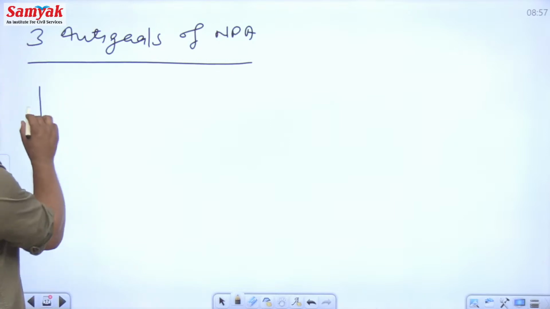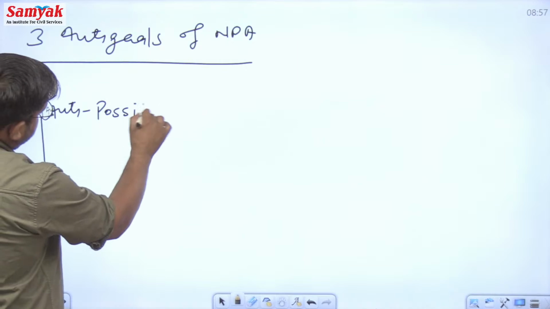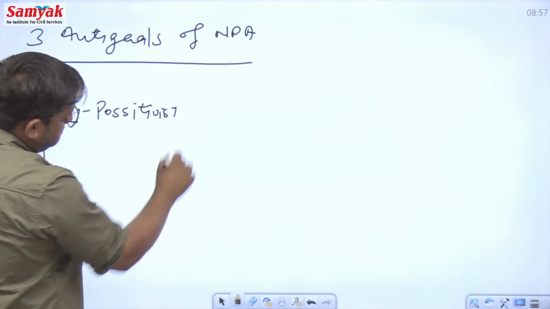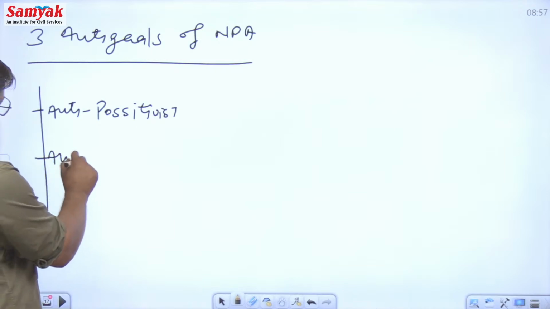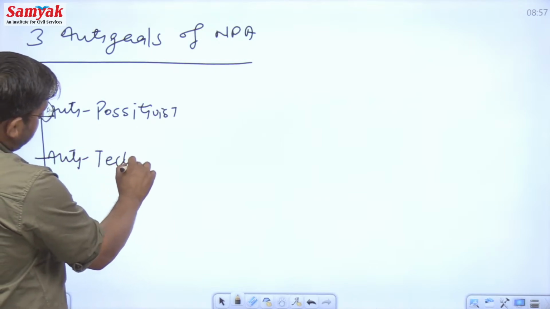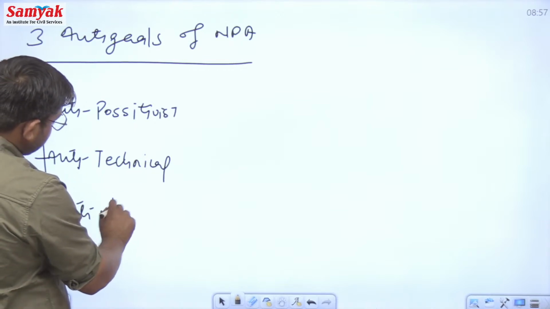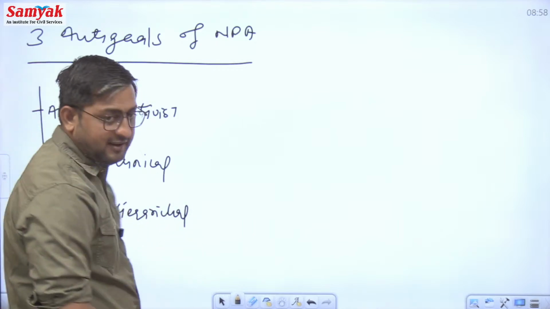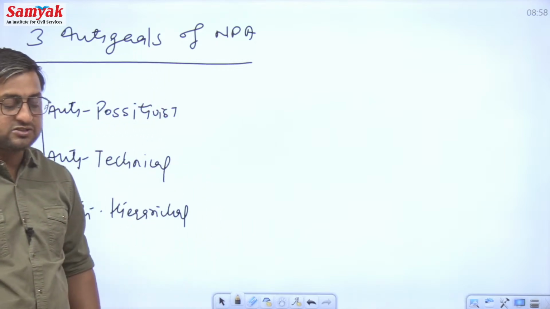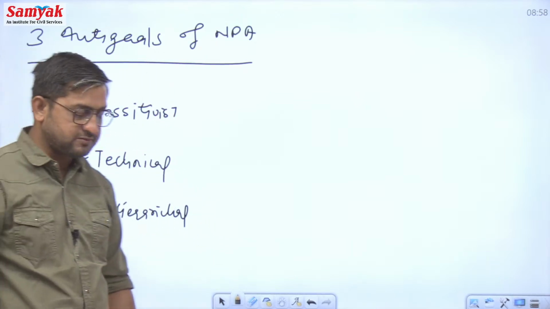जैसे एक होता है एंटी पॉजिटिविस्ट, वन इज एंटी टेक्निकल एंड वन इज एंटी हिरारिकल. एंटी टेक्निकल एंड एंटी हिरारिकल, और यही 3 इसके फीचर हैं. और अगर ऐसा कहा जाए कि what differentiates NPA from the other or the traditional public administration, so it is this difference between the NPA and the public administration.